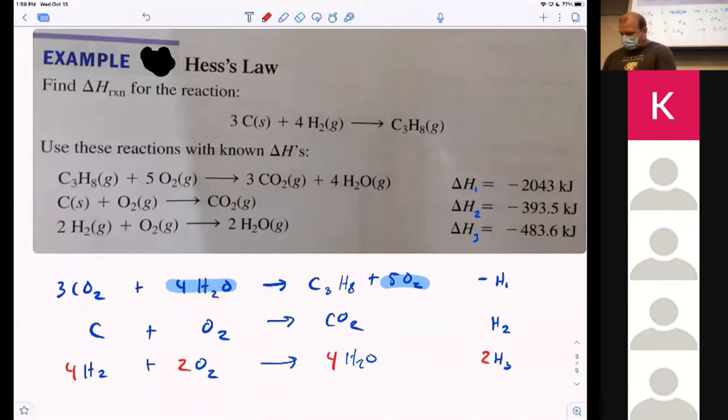Now you have to look at the oxygens. You have 5 oxygens here, and you have 2 oxygens here. You need another 3 oxygens. So you can have the 3 oxygens by multiplying this equation by 3.